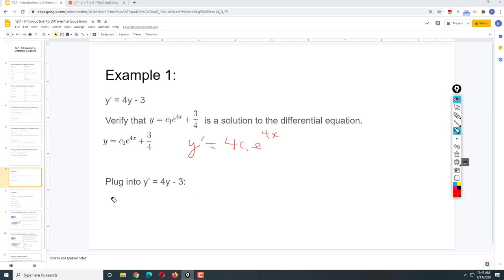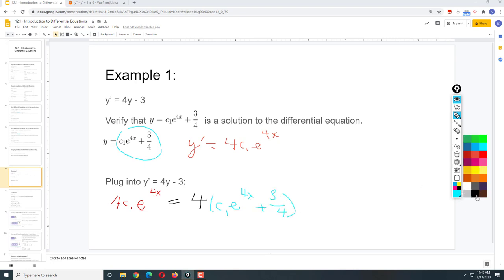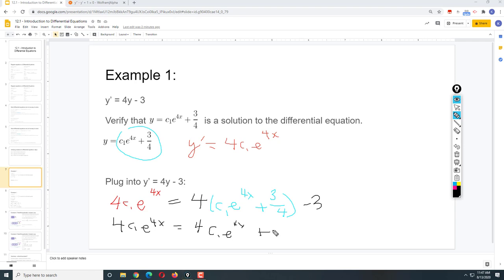So y prime, that gives us 4 c1 e to the 4x is equal to 4y. What is y? Well, y is this one. Is c1 e to the 4x plus 3/4 minus 3. Okay. This gives us 4 c1 e to the 4x equals 4 c1 e to the 4x plus 3 minus 3. I can subtract the exponential term from each side. And once again, we get 0 equals 0. And that's always true. So that, in fact, is a solution.